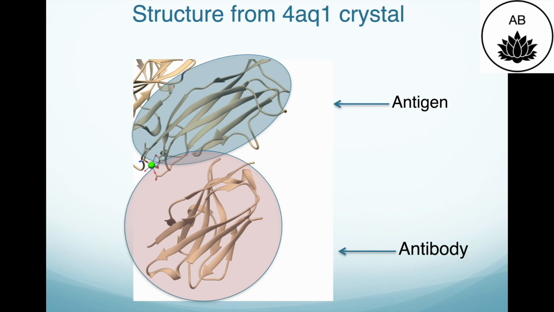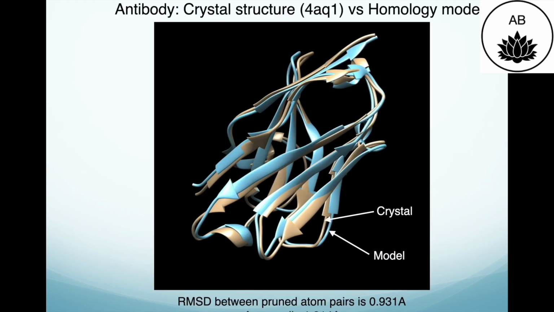One can opt to take the antibody coordinates directly from the structure as well. The structure in this case is 4AQ1, instead of modeling the antibody. So how much does the homology model differ from the crystal coordinates of the antibody, which is shaded in pink here? This much. The RMSD between the pruned pairs is 0.931 angstrom.